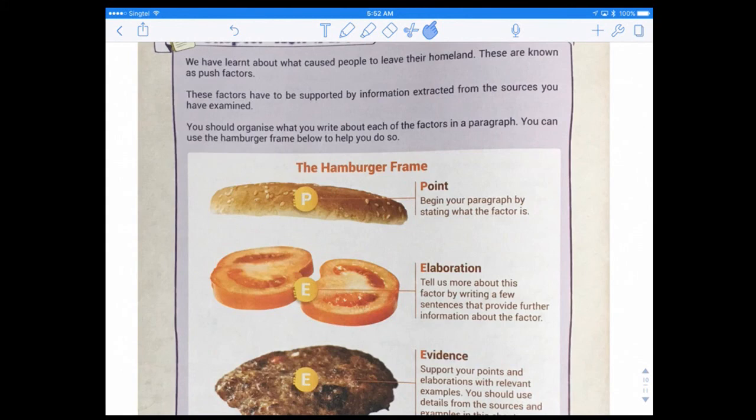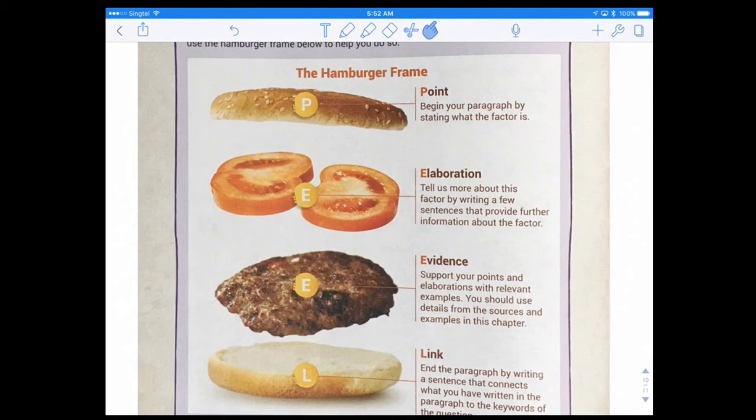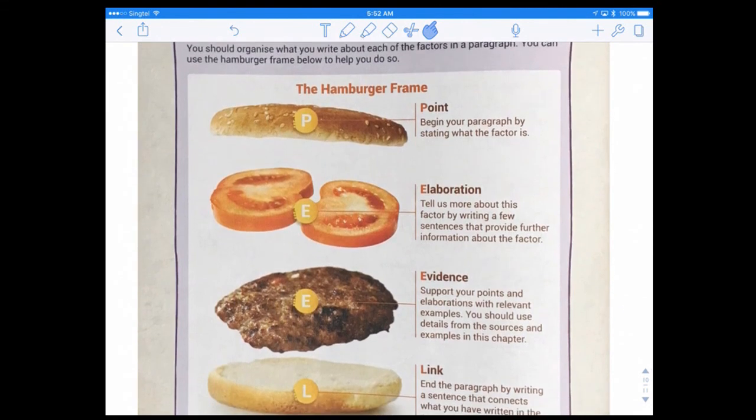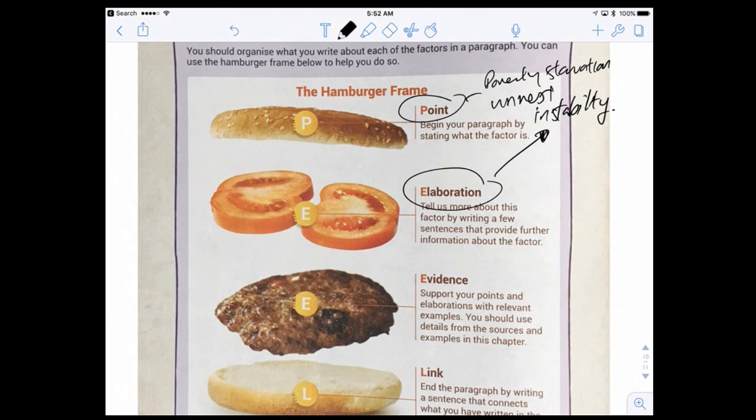Okay, so if you look at the next page of your book, you will see the hamburger framework. So basically this is how you write your essay. You have your point. After you write your main point, your point will be either poverty, starvation, or unrest, instability. Okay, after that you will have your elaboration, which means that you just elaborate more on this point. What is poverty, starvation? Where is it? And what does it lead to?